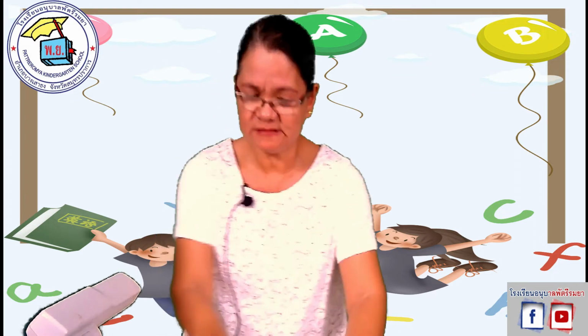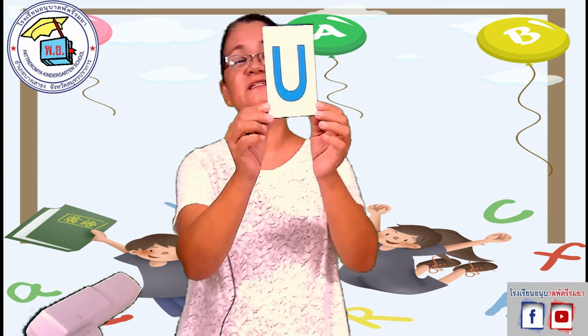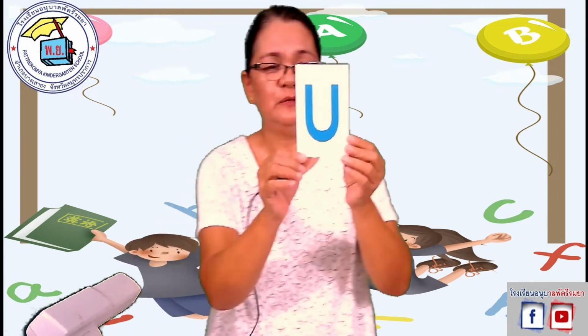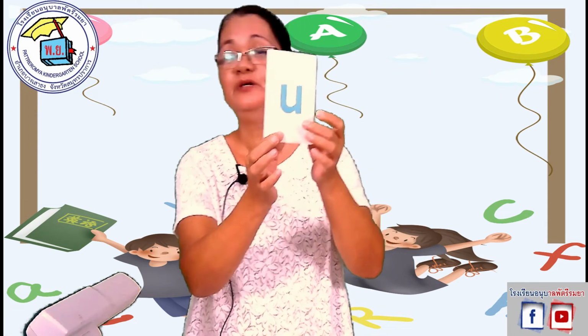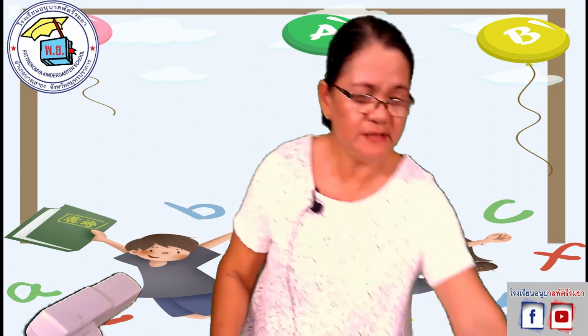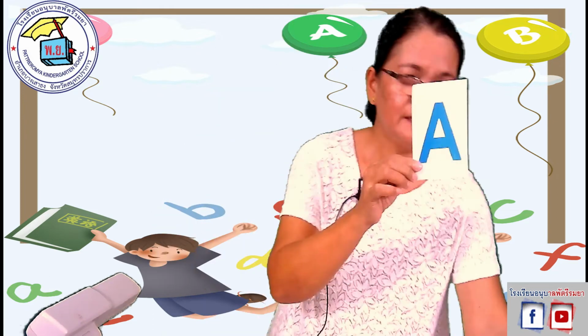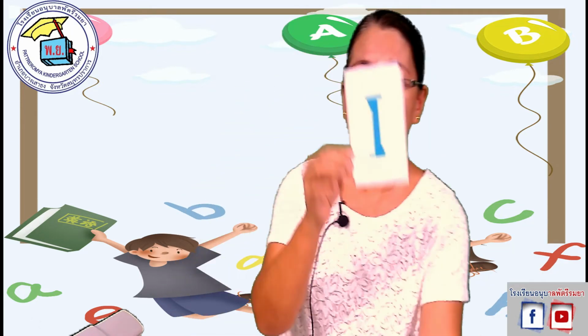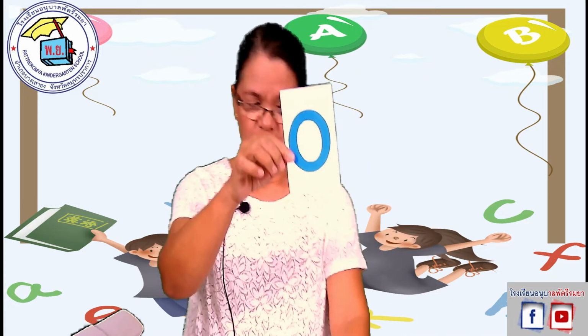Okay, this is the last letter of the vowel letters. Letter U. Say it again. U. This is the big letter U and the small letter U. So those are the five vowel letters. What are those again? The letter A, the letter E, the letter I, the letter O, and the last one is the letter U. These are the vowel letters.